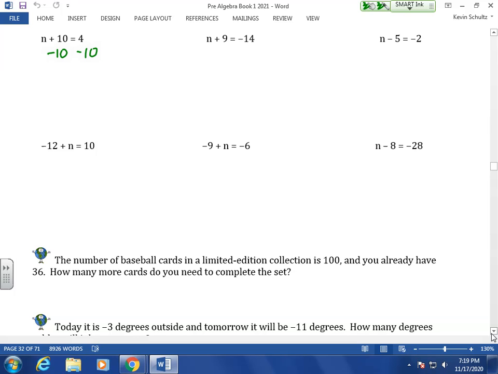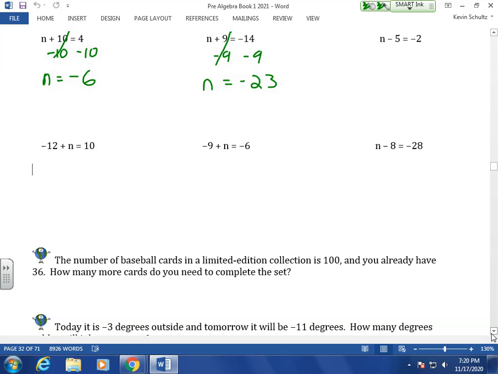The opposite of positive 10 is negative 10, or subtracting 10. 10 minus 10 is 0. 4 minus 10 is negative 6. Negative 6 is your answer. The next one, n plus 9. The opposite of adding 9 is subtracting 9. On the left, they cancel out. 9 minus 9 equals 0. And on the right, negative 14 minus 9 equals negative 23. Negative 23.